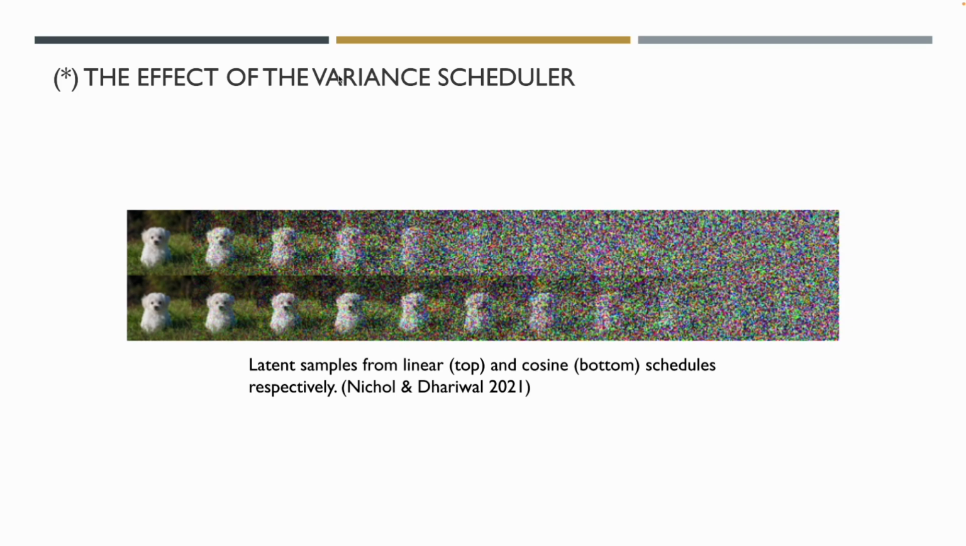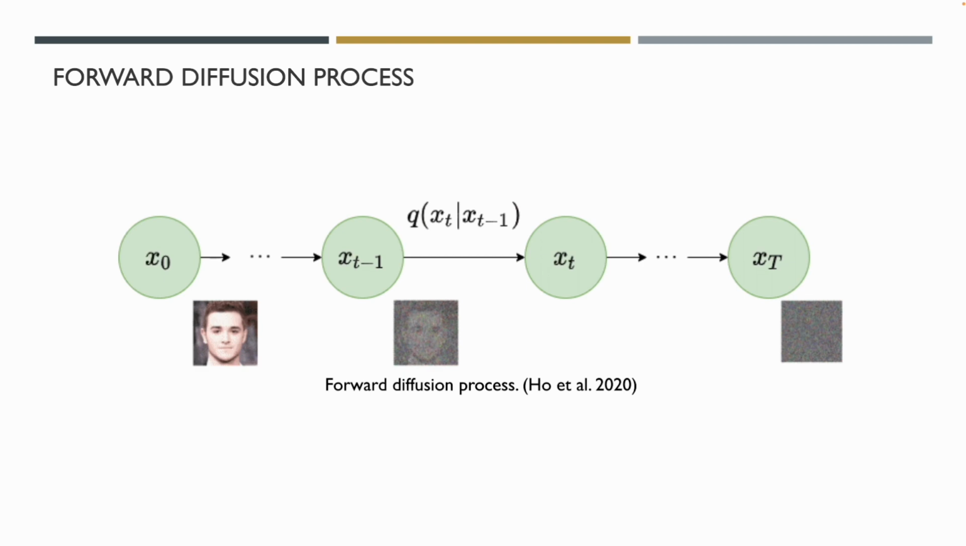The effect of the variance schedule can be seen here clearly. For example, the top one is using a variance schedule that grows linearly, and then other proposals like Nichol and Dhariwal use cosine schedules. As we said before, the forward diffusion process can be seen as a Markov chain of small steps that adds Gaussian noise to the original image.